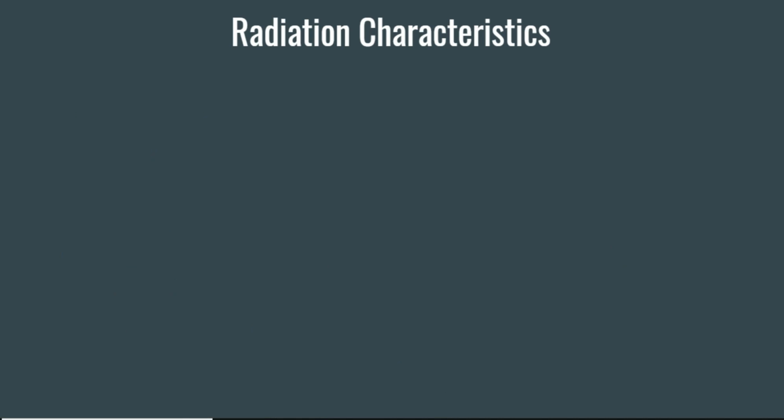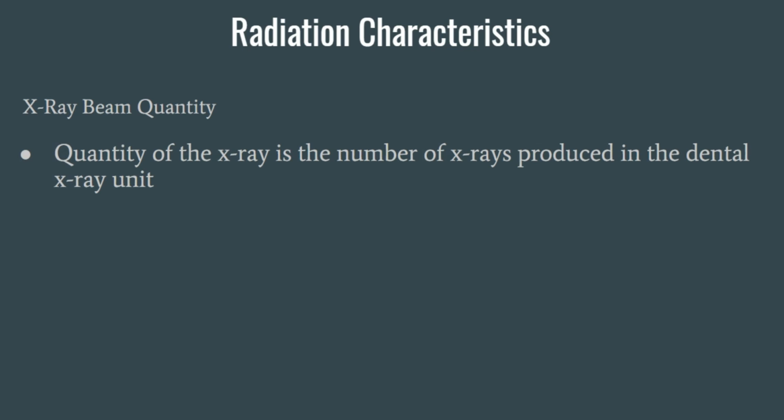So now we can move on to the next characteristic. That was quantity. I'm sorry, that was quality. Quality is the penetrating power of the X-ray beam and is controlled by kVp. So now we have quantity. Quantity of the X-ray is the number of X-rays produced in the X-ray unit. So inside that little glass tube where all the magic happens, quantity is the number of X-rays produced inside of there.